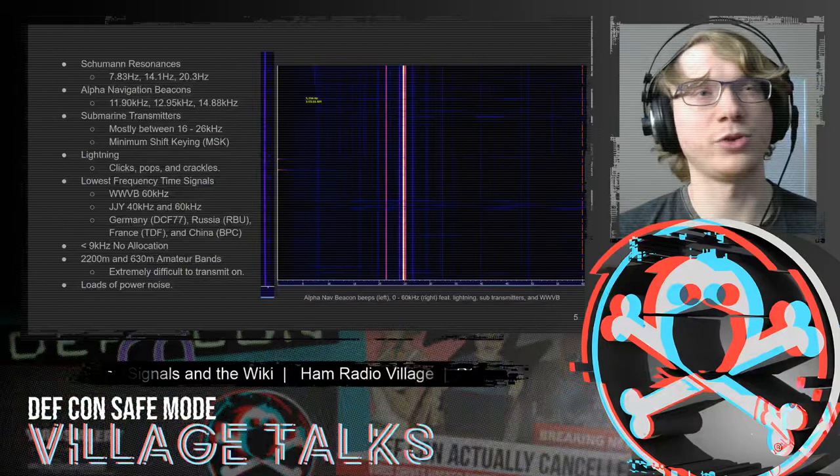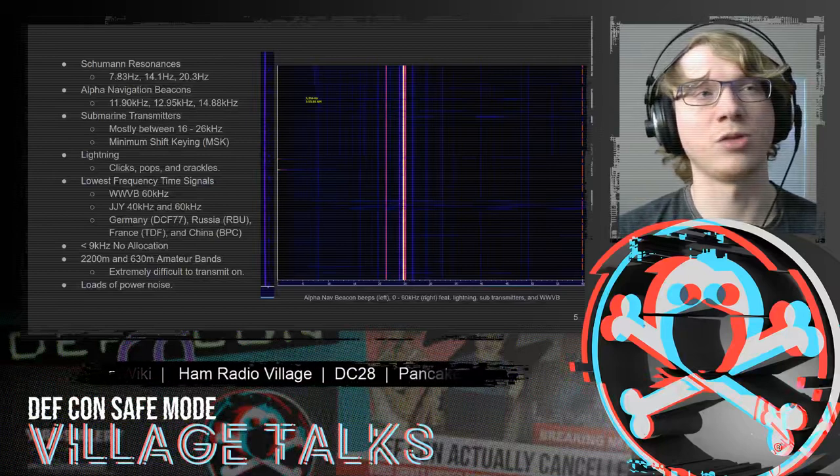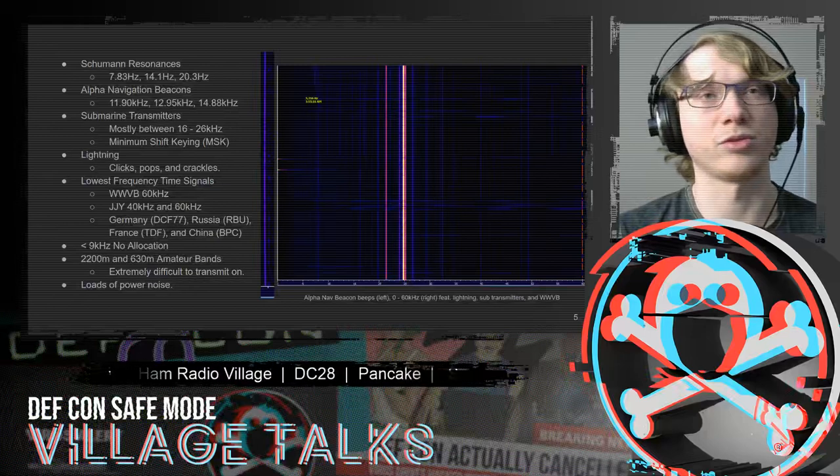But also, when you're down at VLF ranges and slightly above, there's just loads of power noise. So you have to be somewhere semi-rural in order to be able to really receive anything.